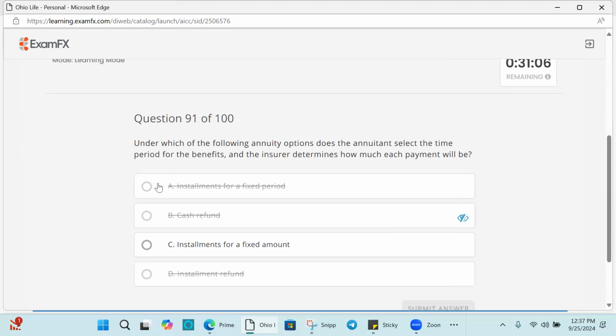Stop. Do you want the insured to determine how much? Read the question until I tell you to stop. So under... the annuitant selects the time period. Stop. The annuitant selects the time period. Then the company selects how much. That's time period. The answer is A.